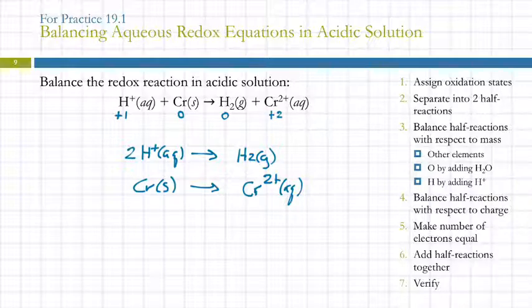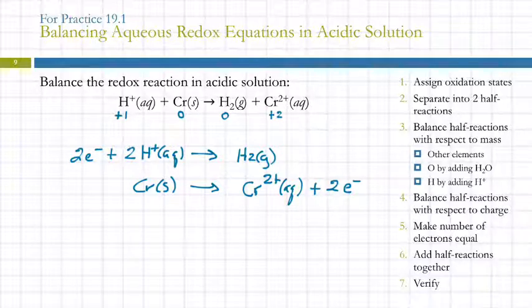Now I balance the charges. This side is 0, this side is +2. So I need to add 2 electrons over there. 2 negatives, 2 positives add up to 0, and that side's 0. And the second one, I've got a 0 charge here and a +2 there, so I need to add 2 electrons down here as well. Are we okay?